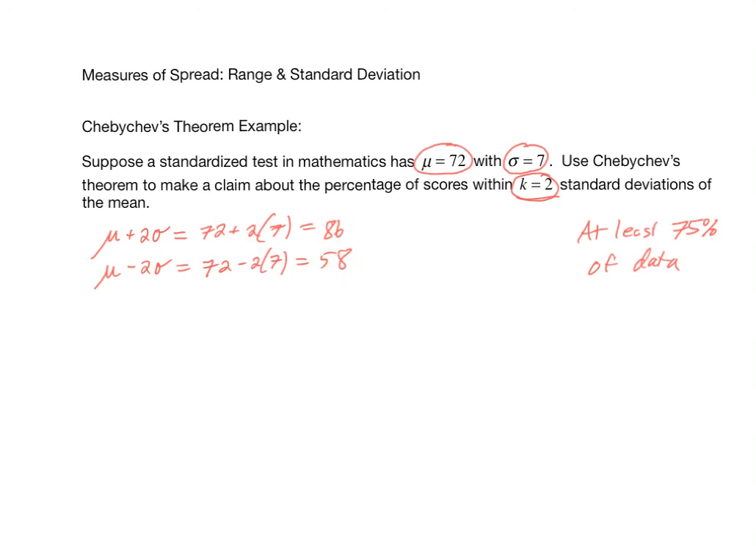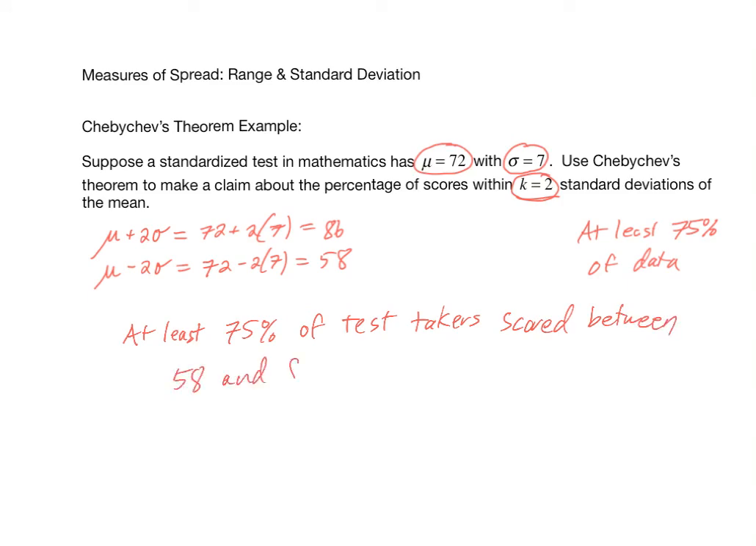So that's our claim. At least 75% of test takers for this particular standardized test in mathematics scored between 58 and 86. At least, it's key that you have the word "at least" there. It could be 83%. It could be 95%. It's at least. The 75% is a minimum. There's no less than 75% of the test takers' scores falling between 58 and 86.